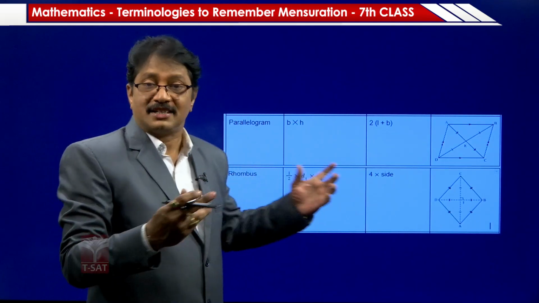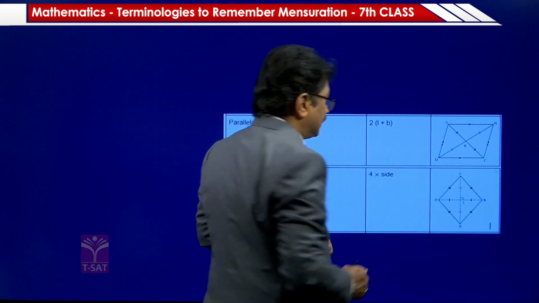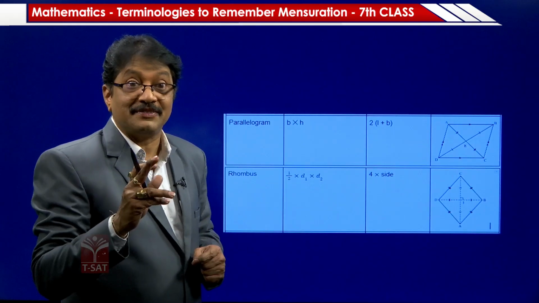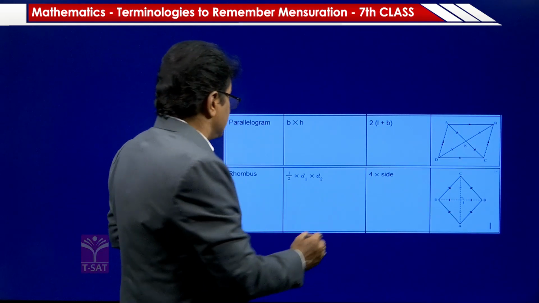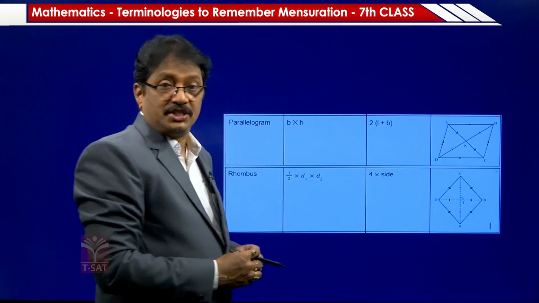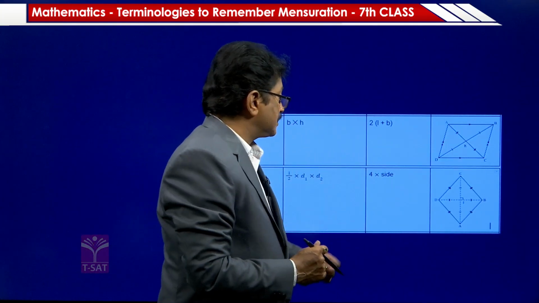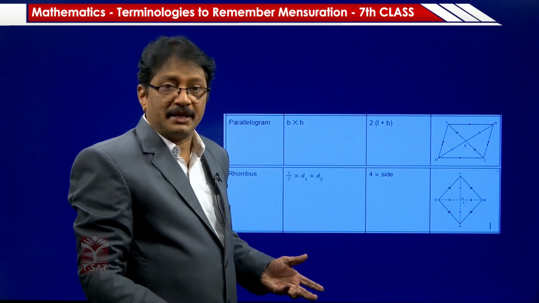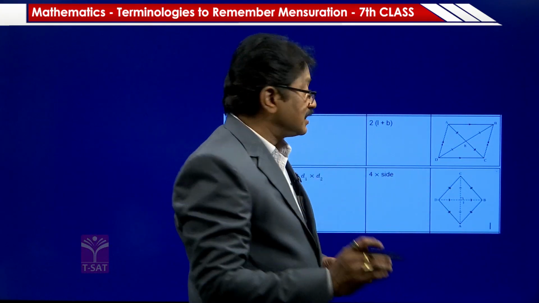Rhombus means all sides are equal. The diagonals perpendicularly bisect each other, but they are not equal in length. So the area is, say this is d1 and this is d2, half of d1 d2 is the area of the rhombus, and we have 4 sides, so the sum of 4 sides will be the perimeter. Is it clear?